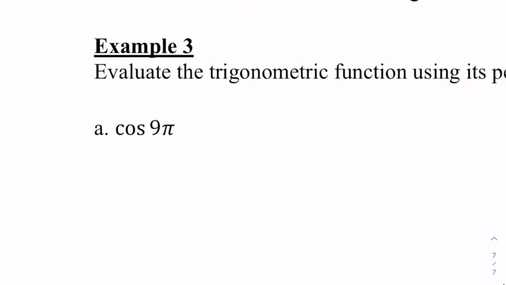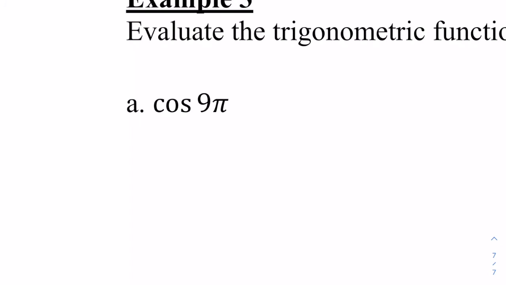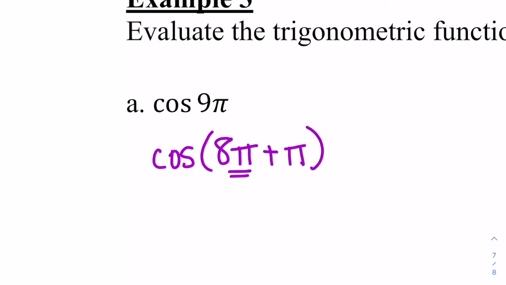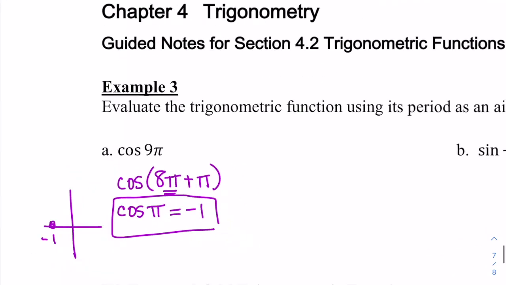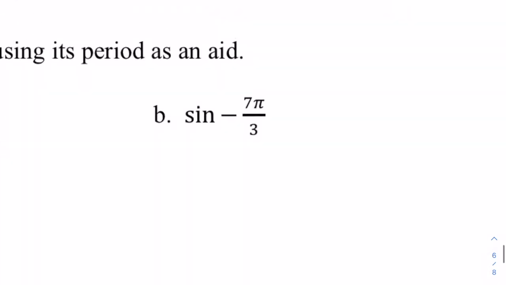I'm going to write this out, but we know that we can separate 9 pi into 8 pi plus pi. So 8 pi essentially is saying how many revolutions you're doing. So cosine of 9 pi would equal cosine of pi, and we know that that's a quadrantal angle. The x value is going to be -1, so when we simplify that, it'll equal -1.